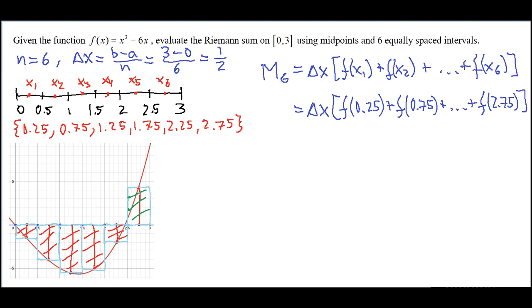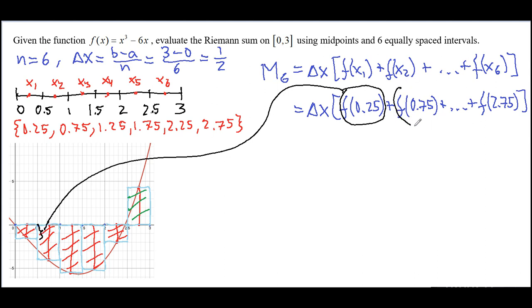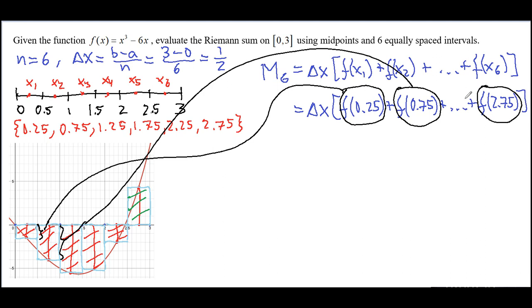Let's also show where these heights are located. So here, that height refers to this distance. The second height refers to this length. All the way to my last height, that refers to this length.